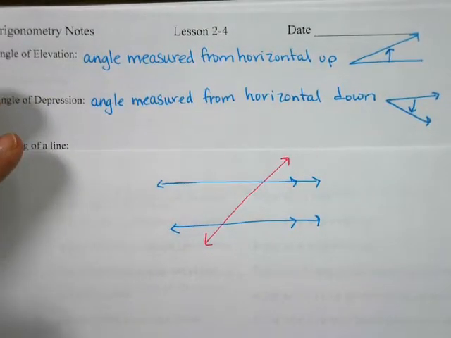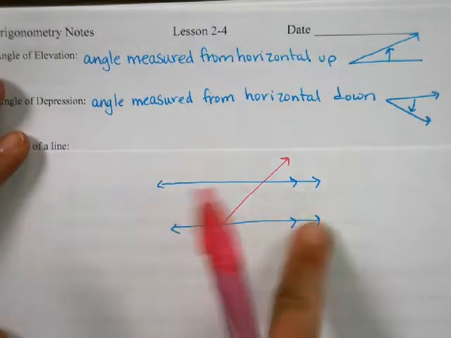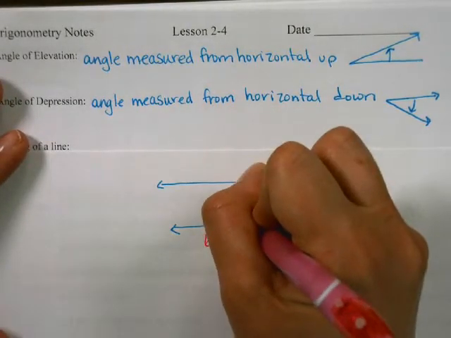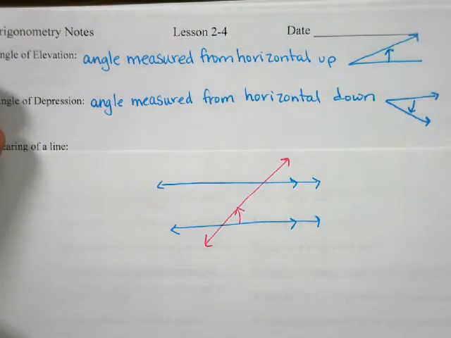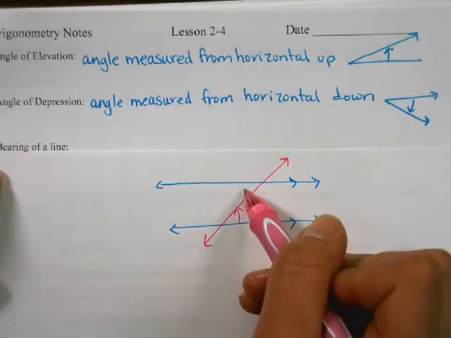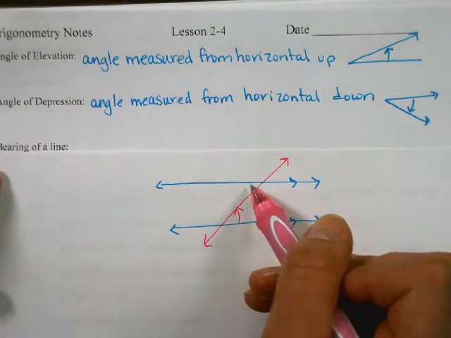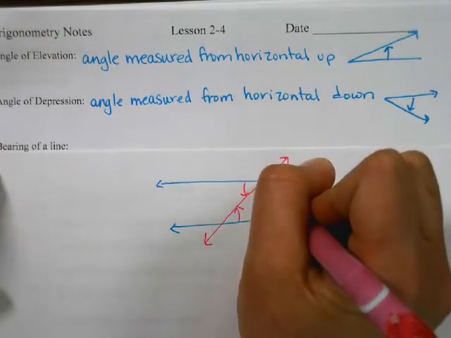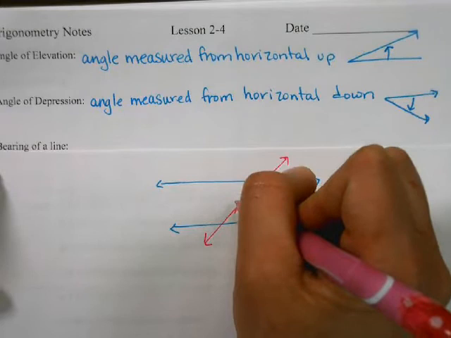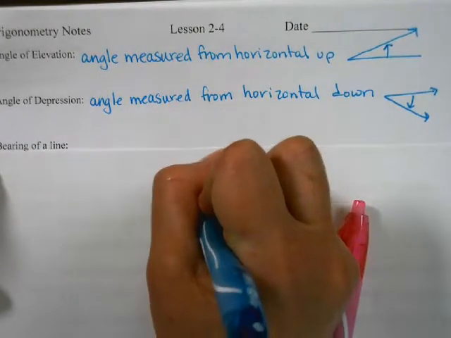Well, look at it for a second, right? Here's my horizontal, and I measure up. That guy right there would be an angle of elevation, correct? But what do you remember about parallel lines from geometry? Which one's the same? The one across it on the other side of the transversal, right? The alternate interior angles. So this guy right here is an angle measured from the horizontal down. So this guy right here is an angle of depression.